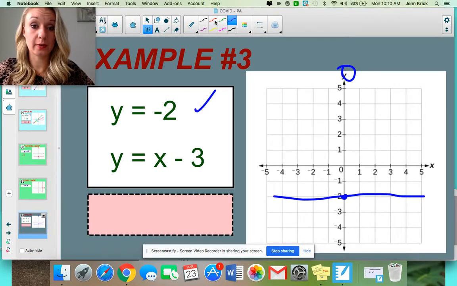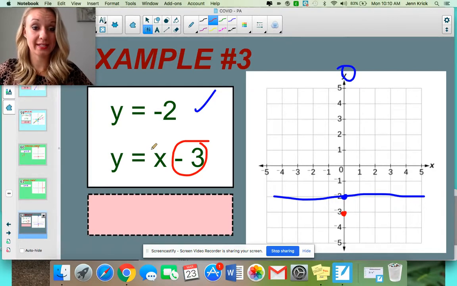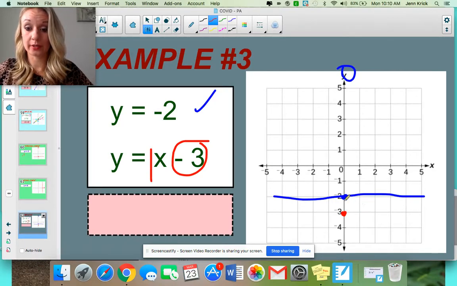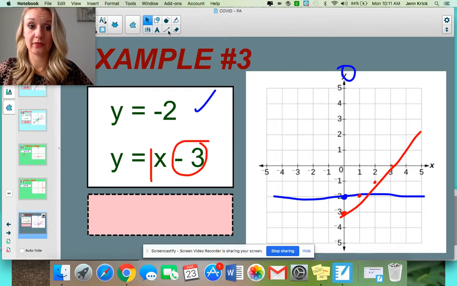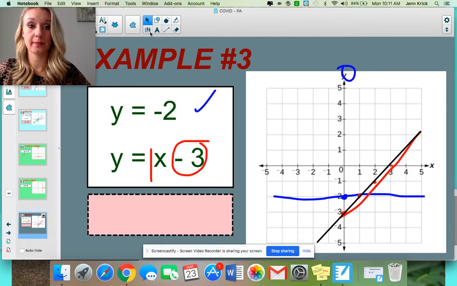For your second equation, you're going to start with your y-intercept of -3, and then you're going to apply your slope. Now it just says x. I know that's really 1x, so I'm going to go up 1 over 1, up 1 over 1, up 1 over 1, and connect. Oops. Let's try and fix that just a little bit. Okay, so look at the black line.